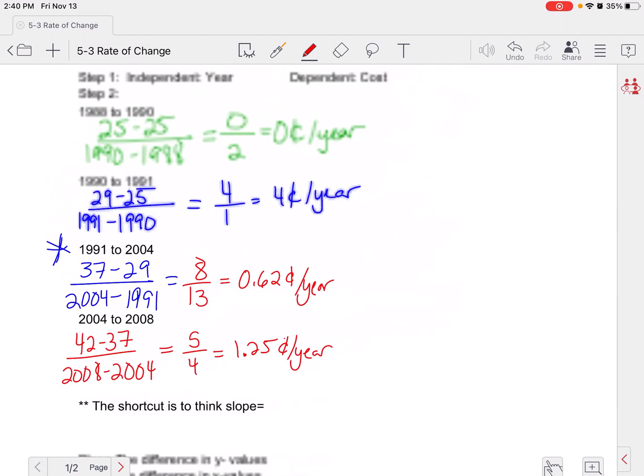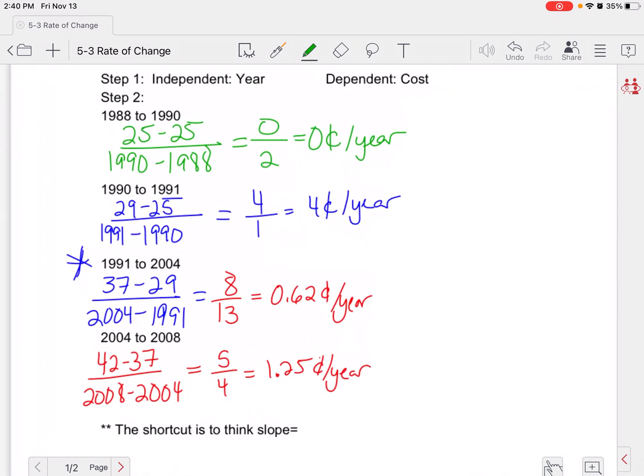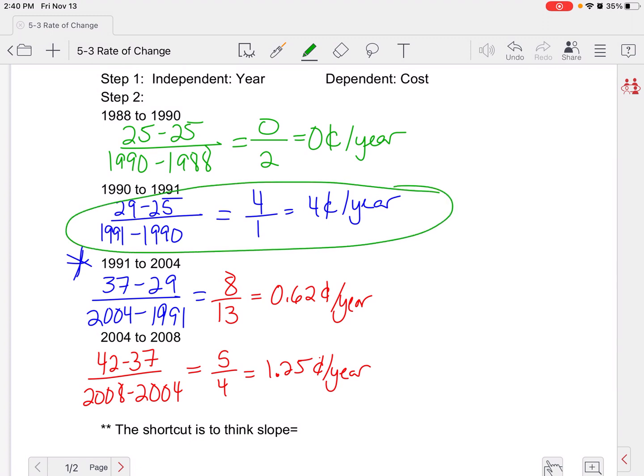Okay. Now, the question asked us to find all of the rates of change between each interval, which we did, and then it says which year was the greatest increase. So we're looking at the numbers. What number is biggest here? So the biggest increase here was between 90 and 91, okay, because we had a 4-cent increase per year, whereas in all the other ones we had either less than a cent or only 1 cent or no change, right? So that would be the greatest change for that year.